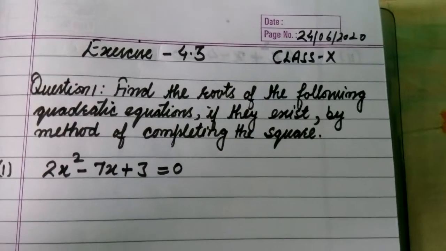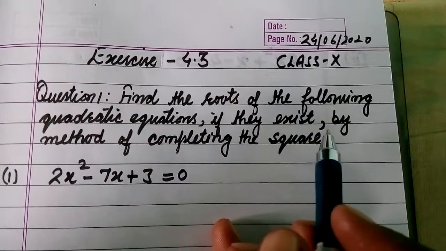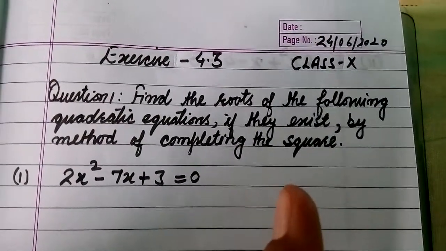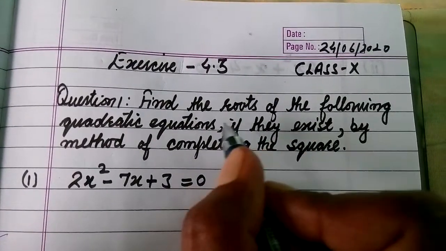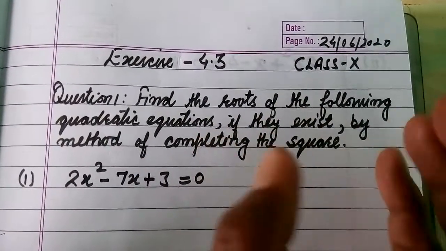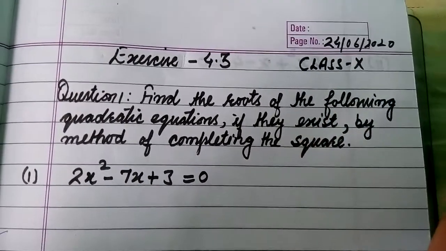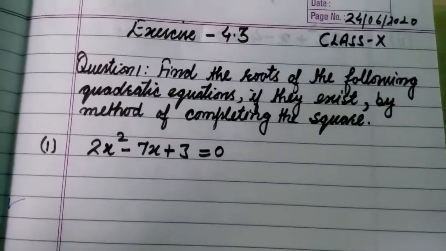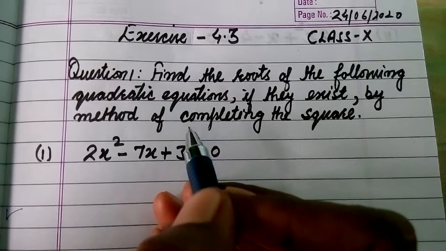Okay, the question is: find the roots of the following quadratic equations, if they exist, by the method of completing the square. There are two steps which we have to follow. First, you have to find whether the root exists or not, and second, if the root exists, then we will solve it by the completing the square method. Now, the first step is how to find whether the root exists or not.